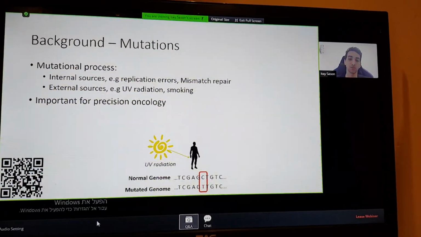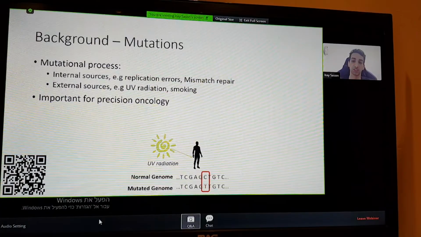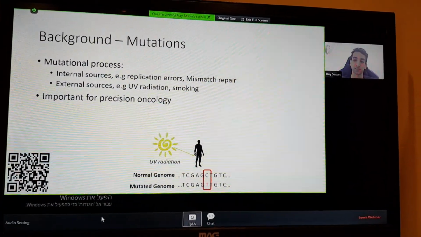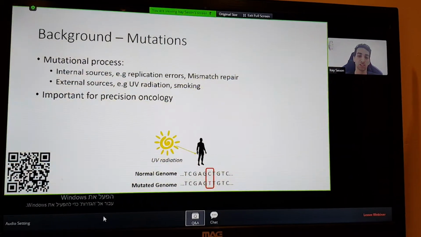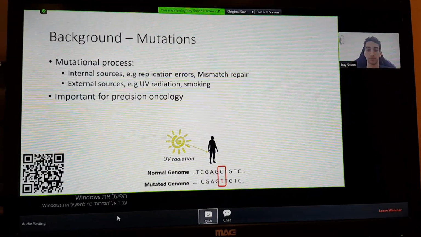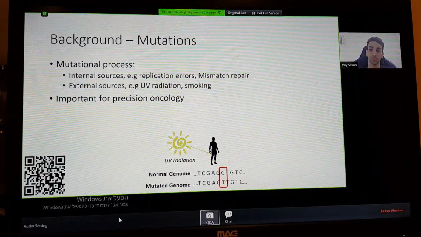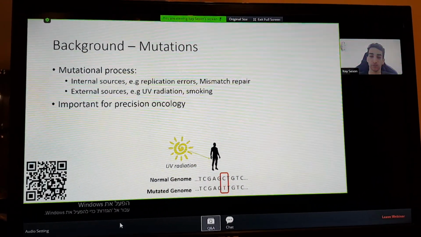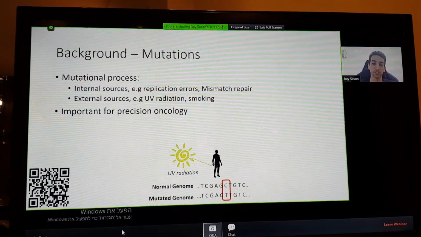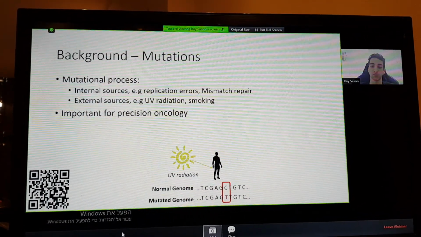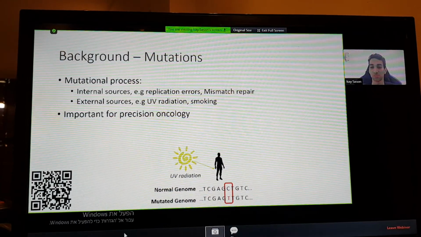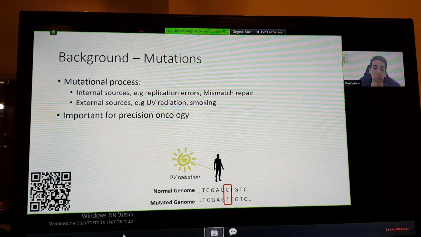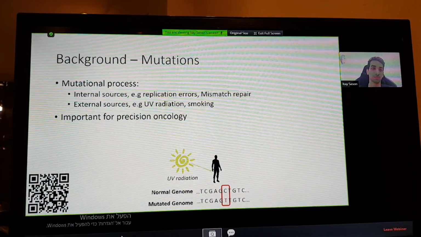Mutations are caused by mutational processes, which could be both internal, like replication errors, or external, like UV radiation. In the figure, we see a person exposed to the sun, which is the mutational process, and his genome is altered by a C to T base substitution, which is the mutation. Mutational processes are important for precision oncology. For example, patients with mismatch repair deficiency show significant response to checkpoint inhibitor therapies.